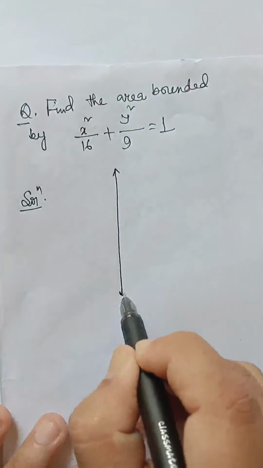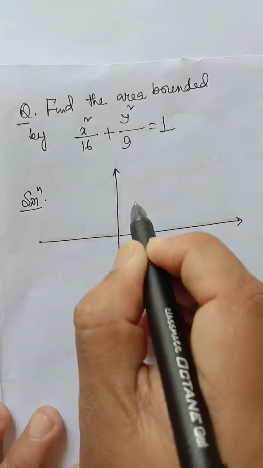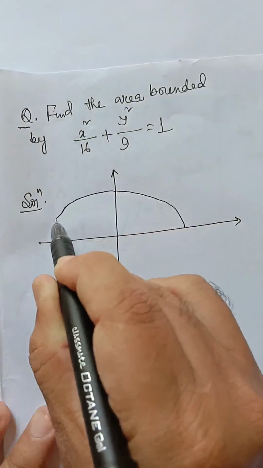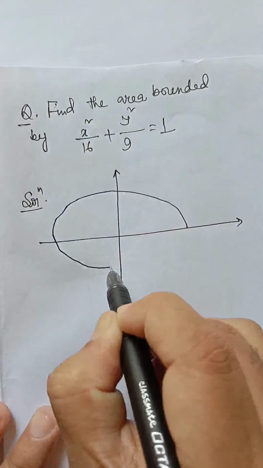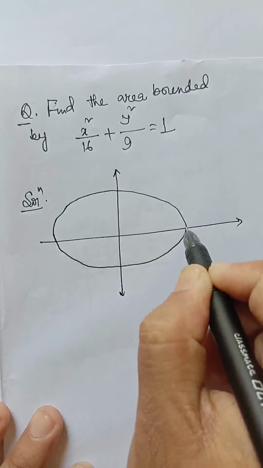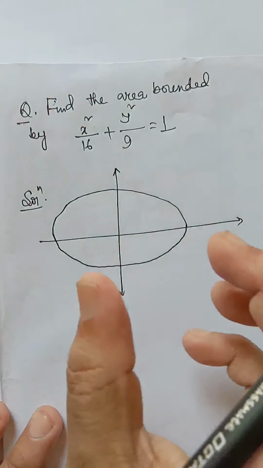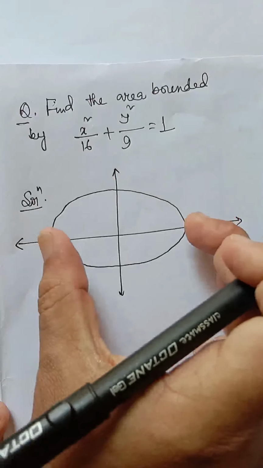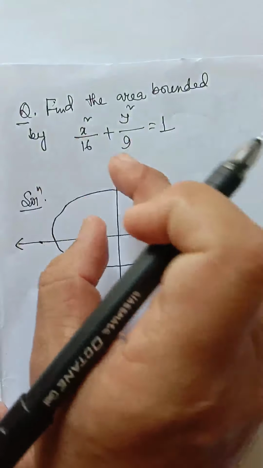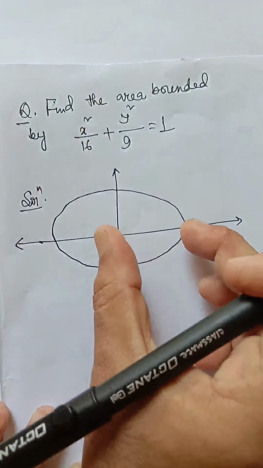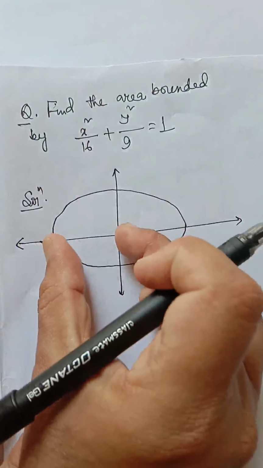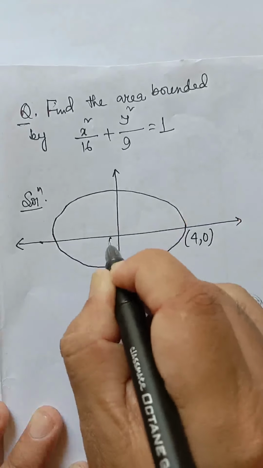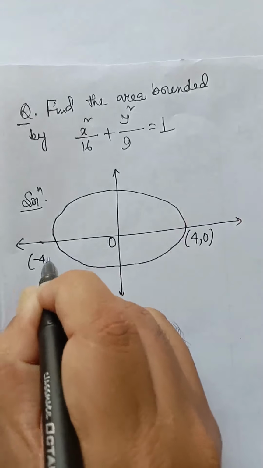So this is the rough sketch of x square by 16 plus y square by 9 equal to 1. This is the major axis, of length 8. X square by 4 square, so this length is 4, this length is 4. This means the coordinate of this point is 4, 0, this is the origin, and the coordinate of this point is minus 4, 0.